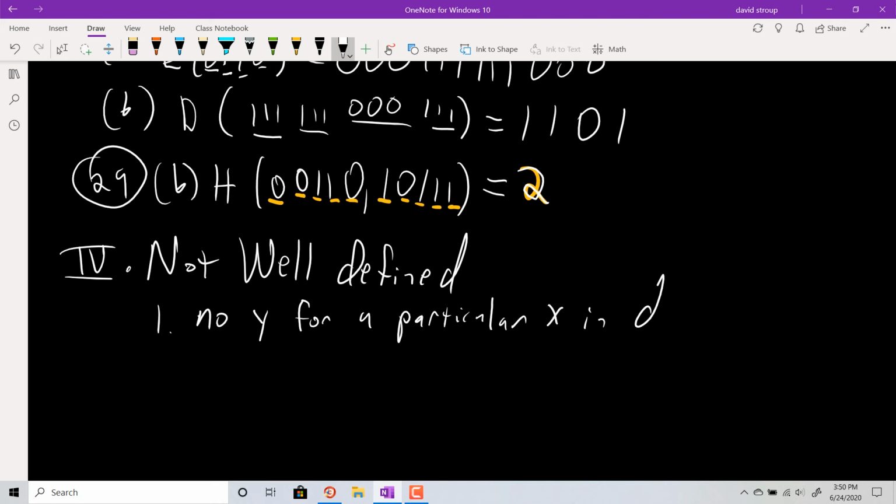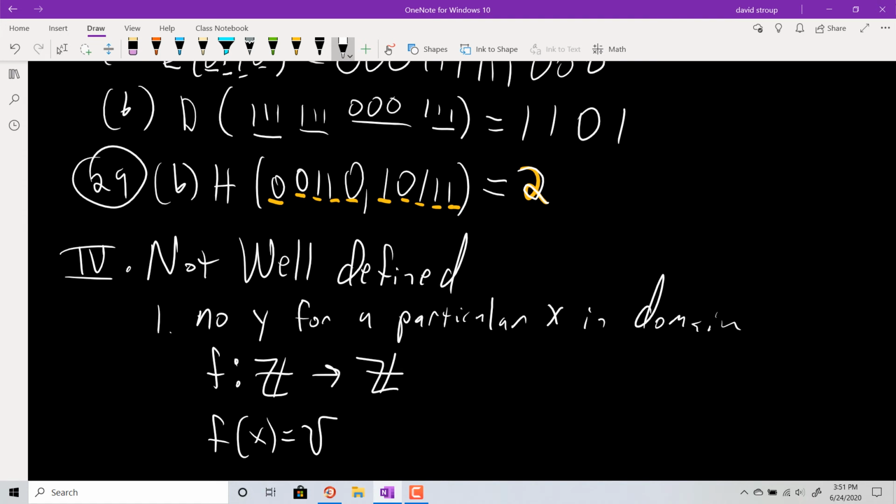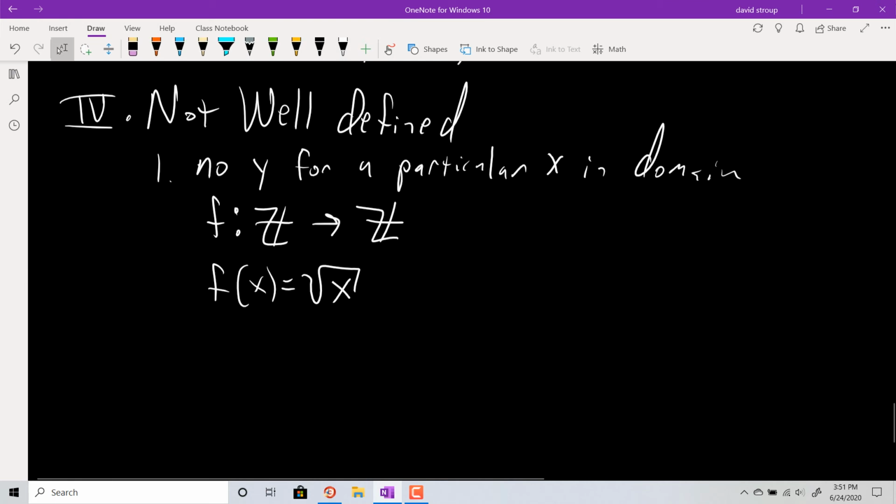x in the domain. Okay, so imagine a function going from the set of integers to the set of integers, and then that function is we could define it as f of x equals the square root of x, right? So in this case, there's no output for when x equals 2, right? Because when you put 2 into this function, it'll be the square root of 2, which is not an integer. Okay, so we'll say that's not well defined.